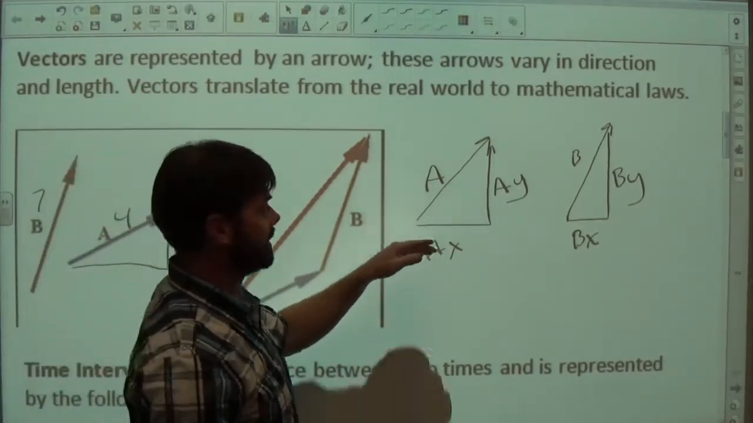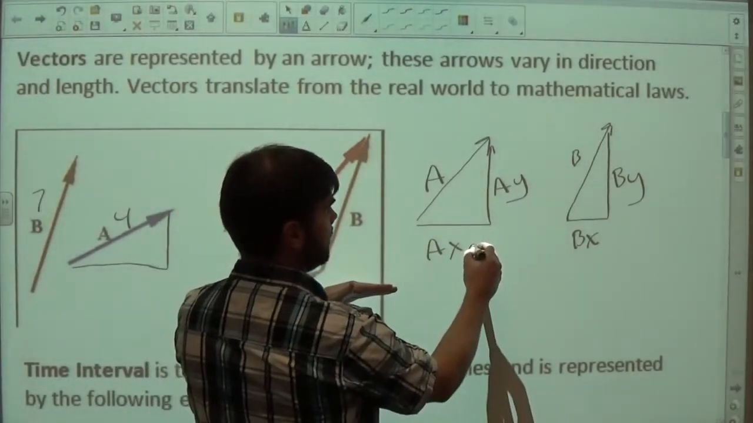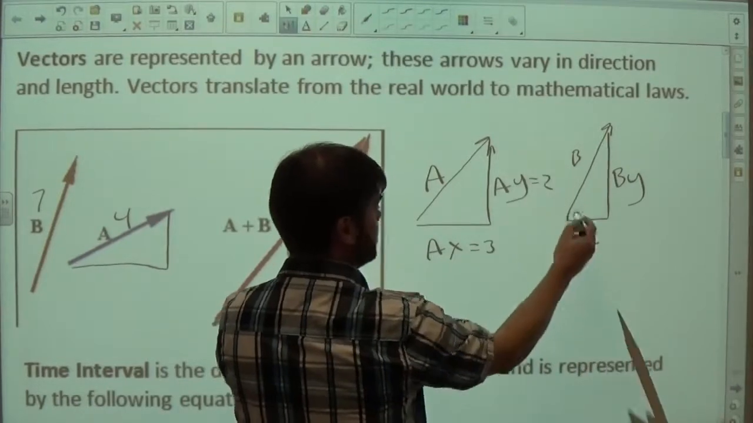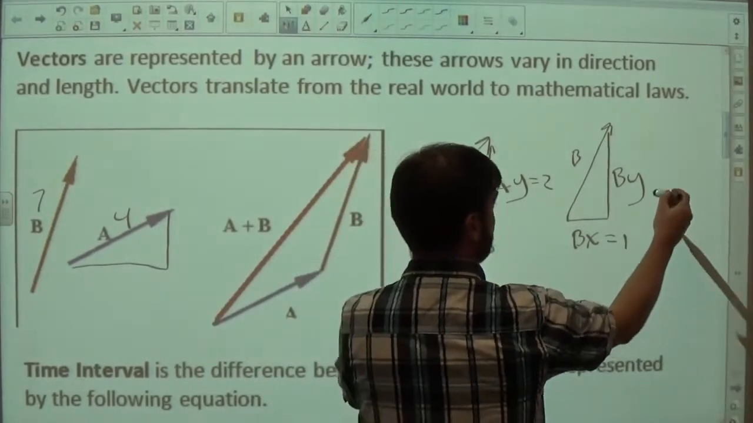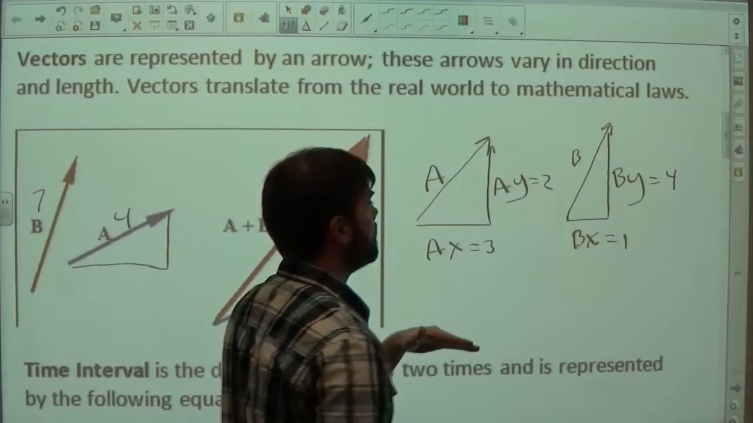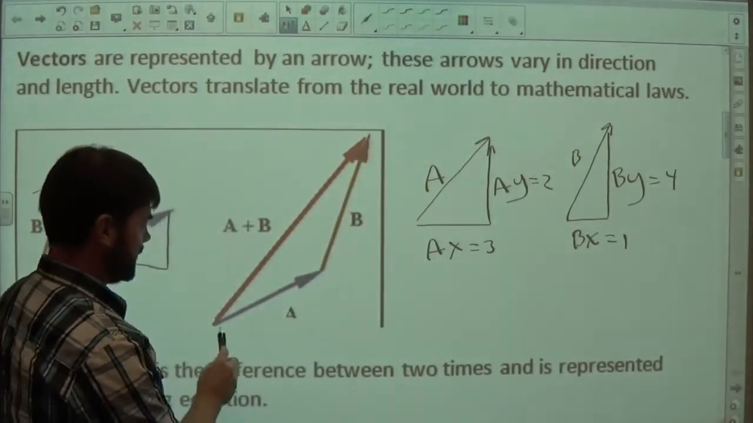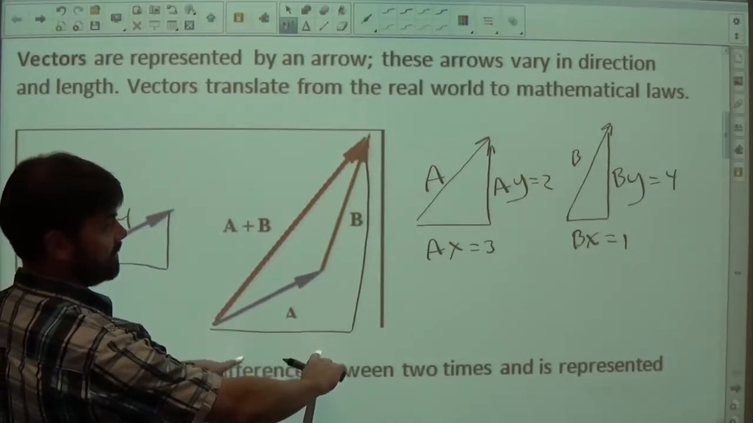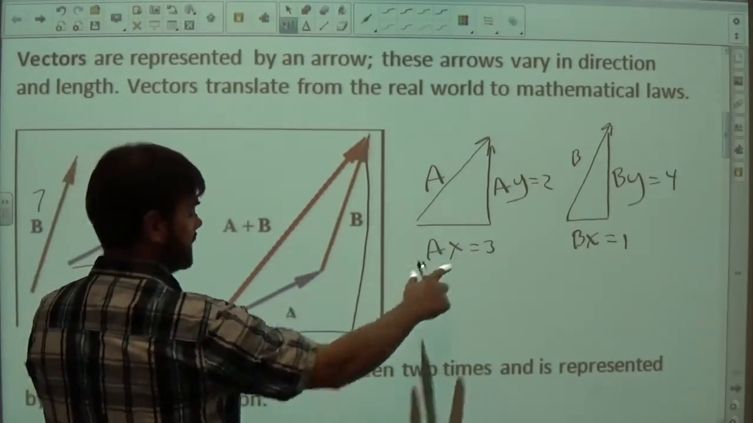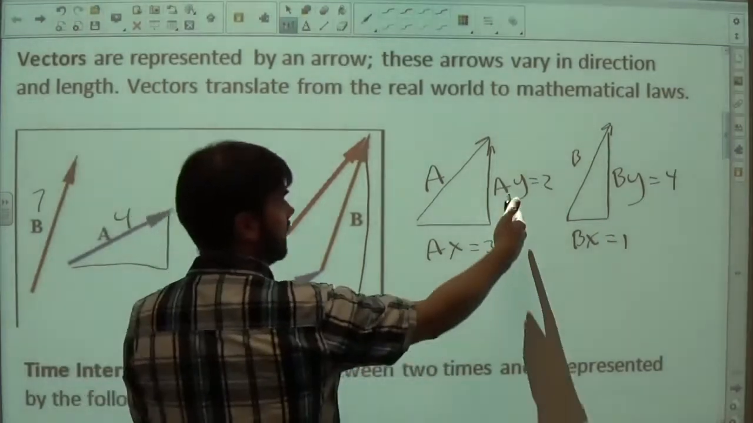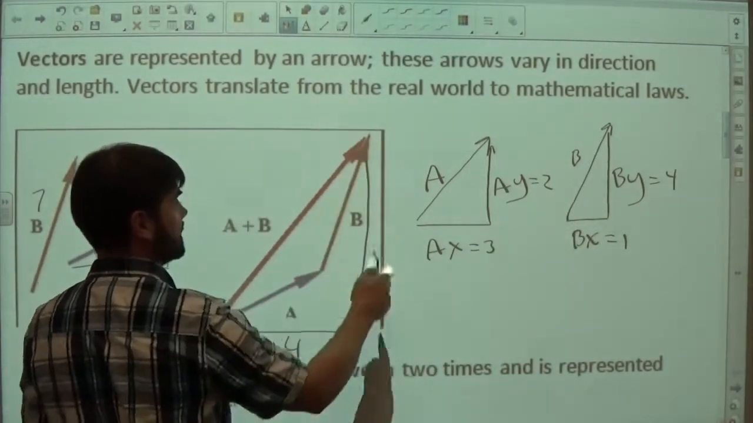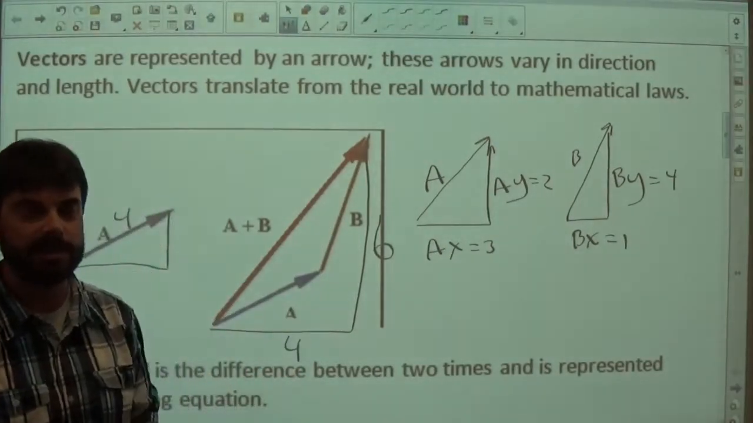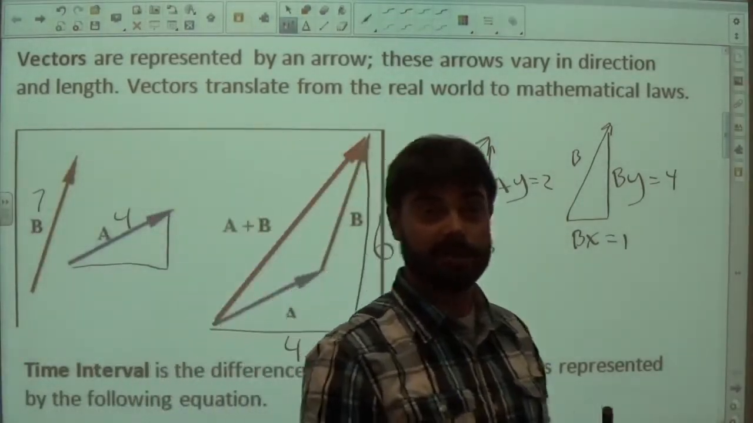However, if we break these up and figure out the A of X here to be equal to 3, and the A of Y here to be equal to 2, and this B of X here equal to 1, and this B of Y here equal to 4, then when we go to plug them all together, I know that the A of X plus B of X in the horizontal direction is just equal to 4, and my A of Y plus B of Y in the vertical direction is just equal to 6. And you could draw the right triangle and summarize the resultant vector.